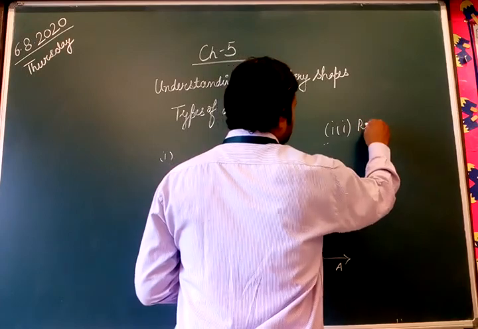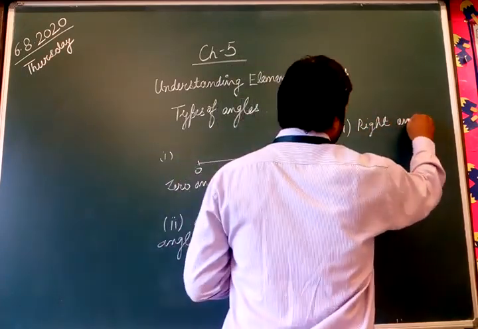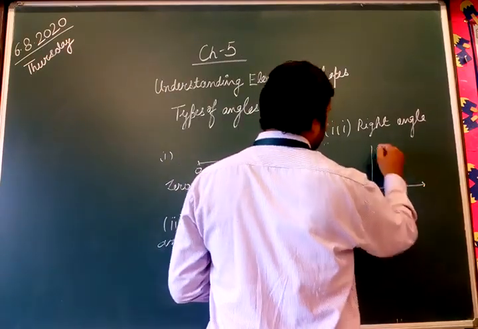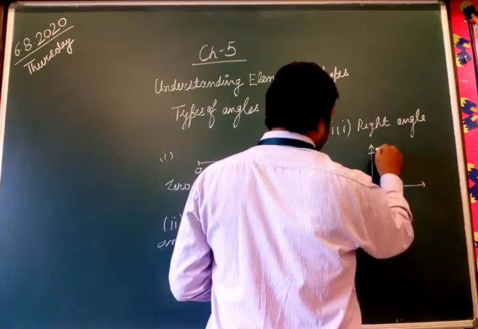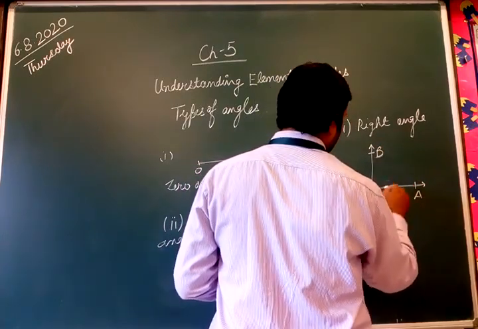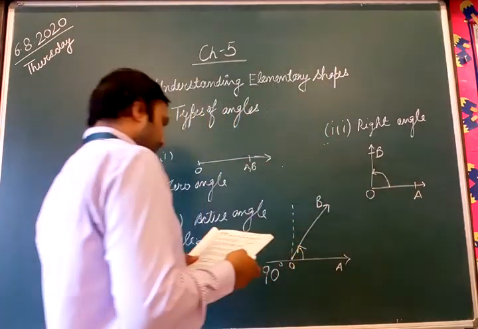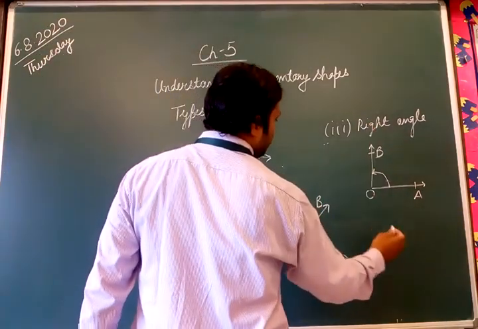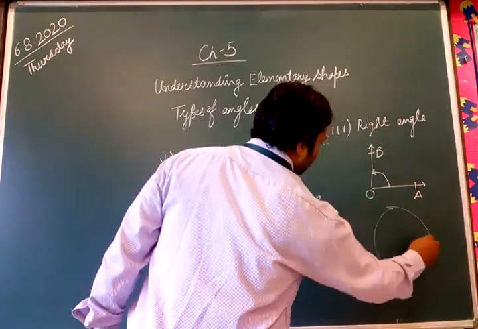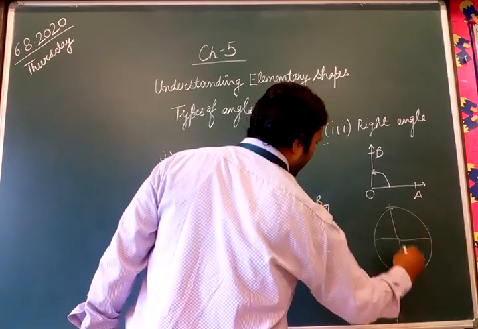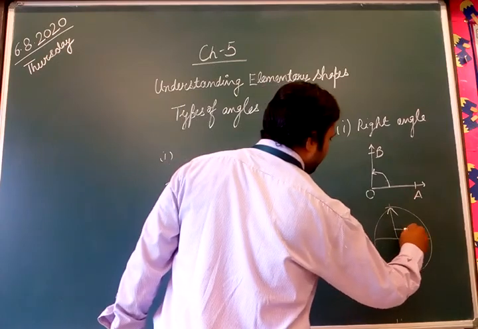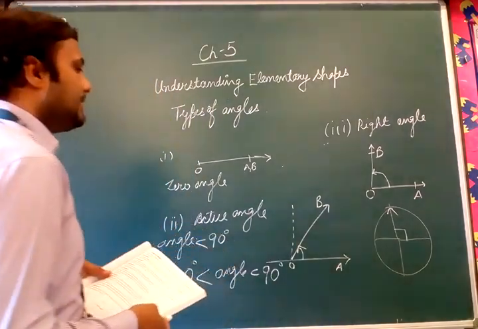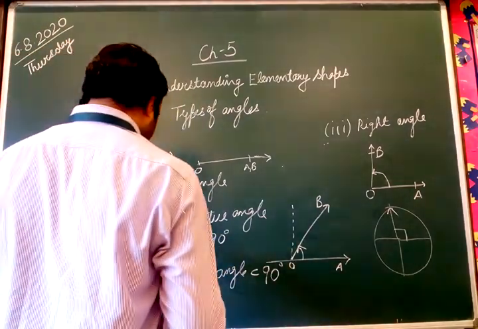Third is the right angle. This is B, this is your A, this is your O. The angle formed: OB has rotated a quarter of a circle. If you see the circle, it is divided into 4 parts. So this is the quarter circle. The quarter circle is rotated, so it is of 90 degrees. The angle formed is of 90 degrees.